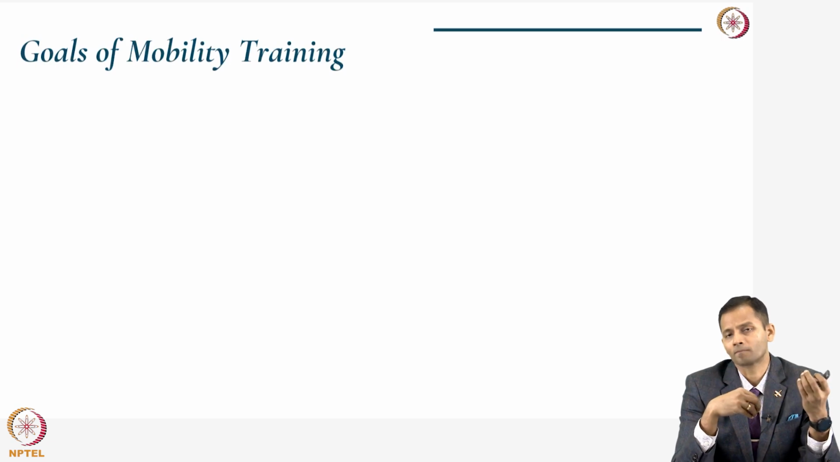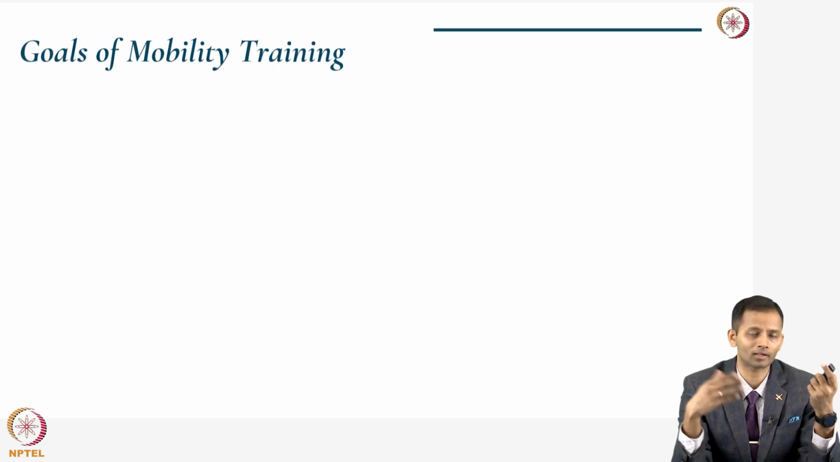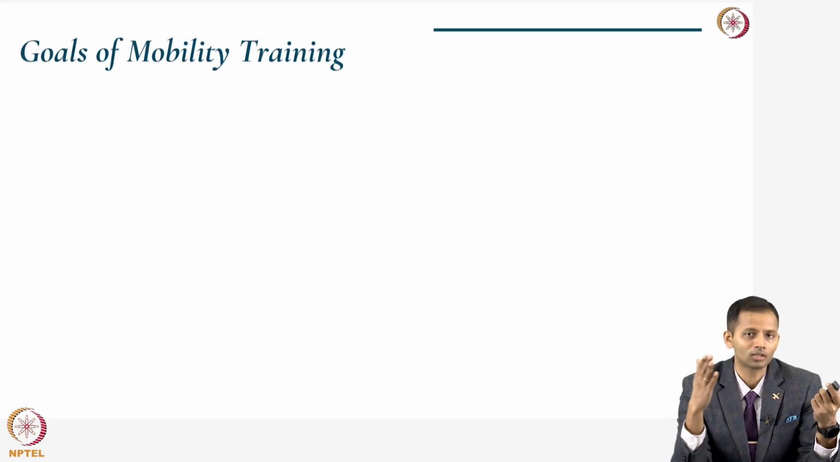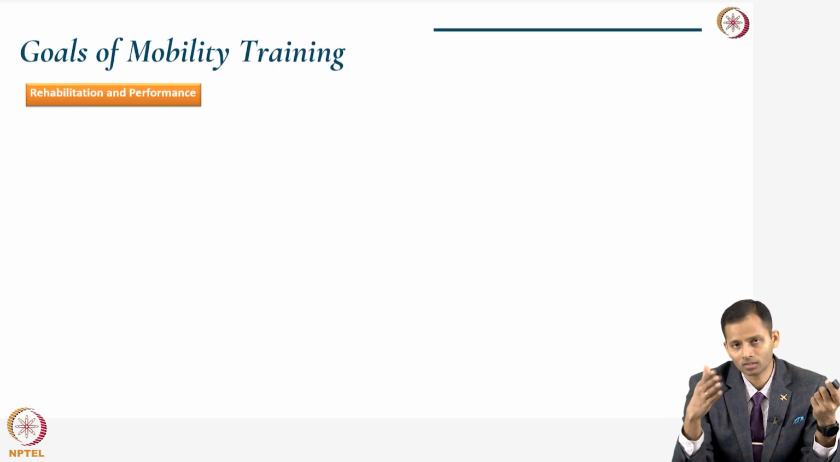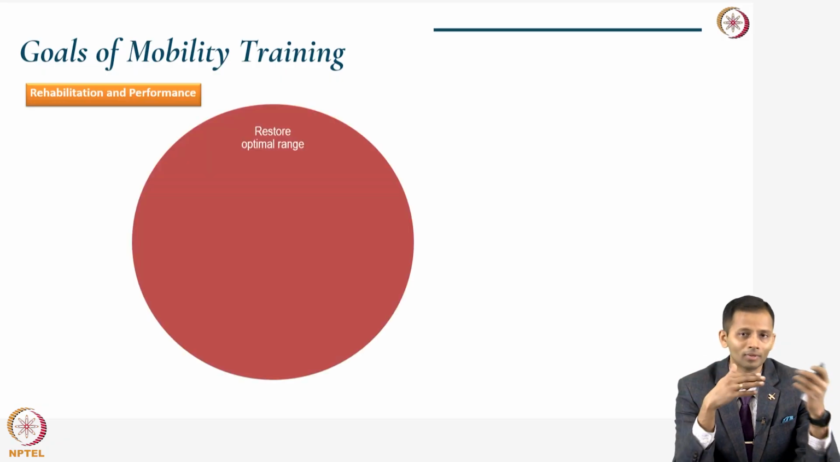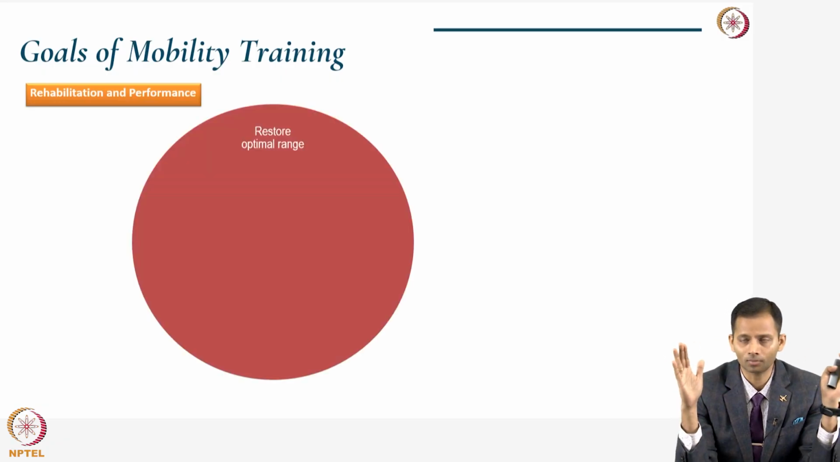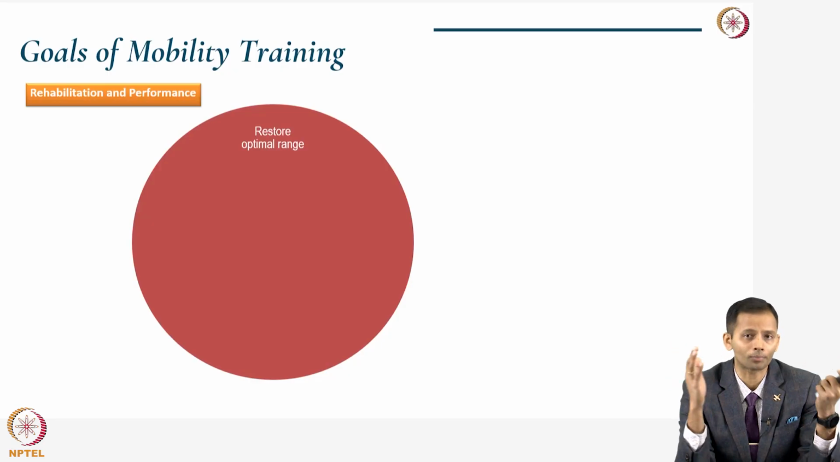So, when you go for a mobility based training, it is important to establish a goal, so that helps in achieving the goal in a structured manner. So the rehabilitation and performance goals in terms of mobility training are, grossly, the immediate goal would be to restore the optimal range.